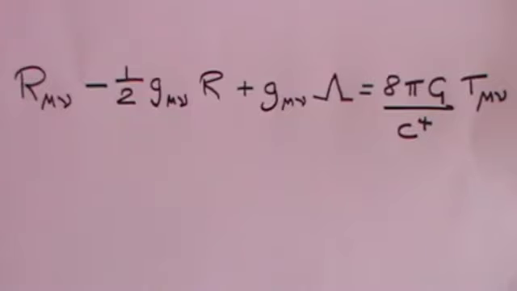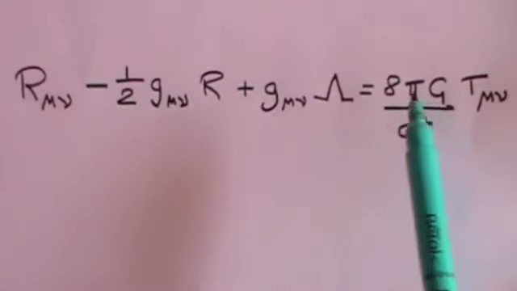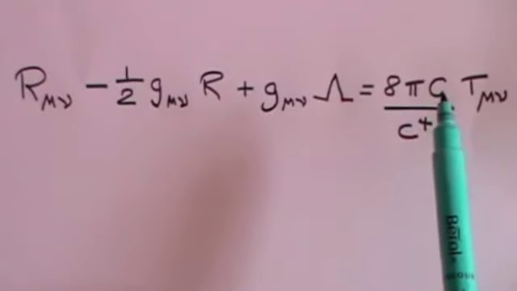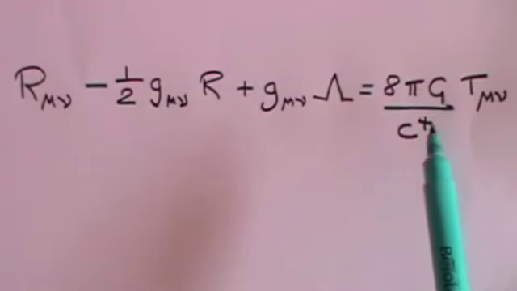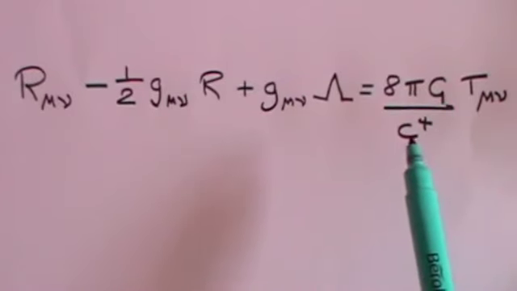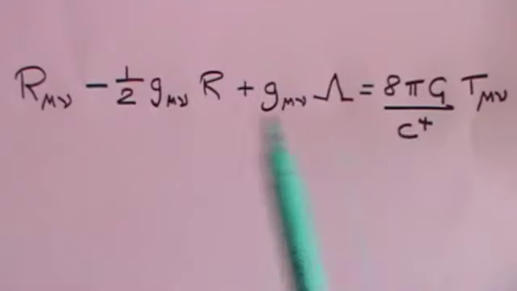Well, you'll be pleased to know that some of them you already know. You will know what a half is, you know what 8 is, you know what pi is, G is the good old-fashioned gravitational constant, and c is the speed of light. So there are only a few things that we need to sort out.